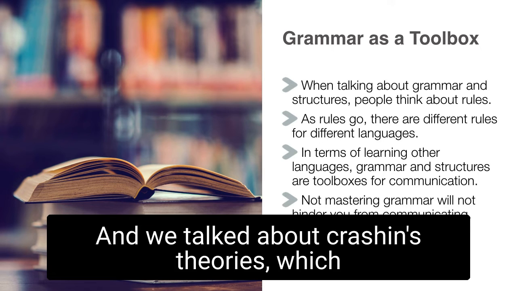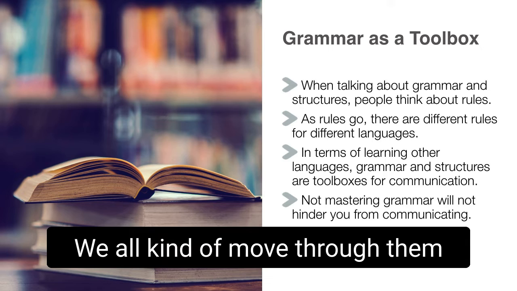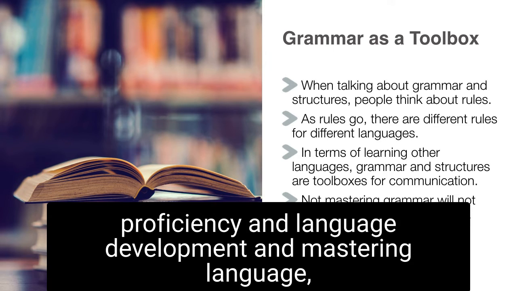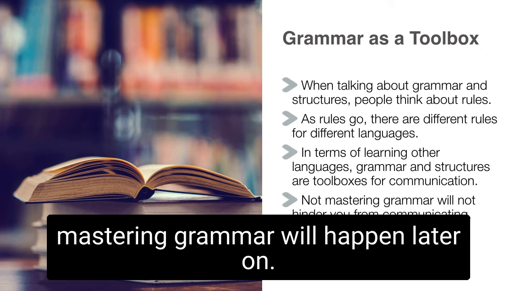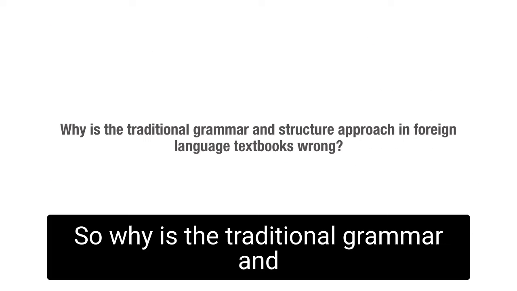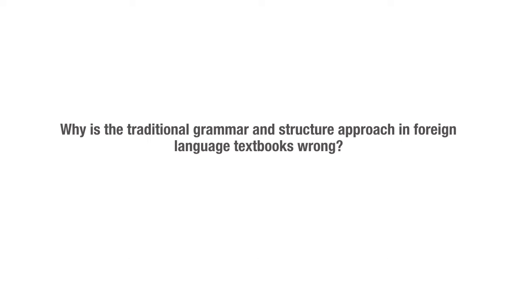And we talked about Krashen's theories, which we'll go into more detail about. We all kind of move through them in the same phases of our language proficiency and language development. And mastering language, mastering grammar will happen later on. You just want to get communicating. So why is the traditional grammar and structure approach in foreign language textbooks wrong?